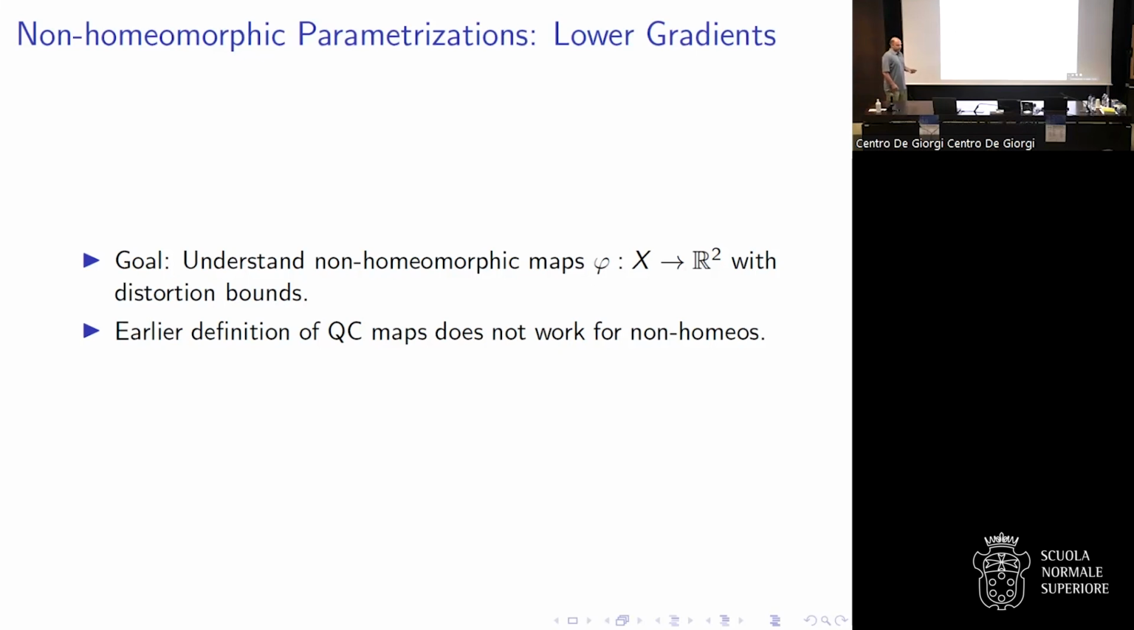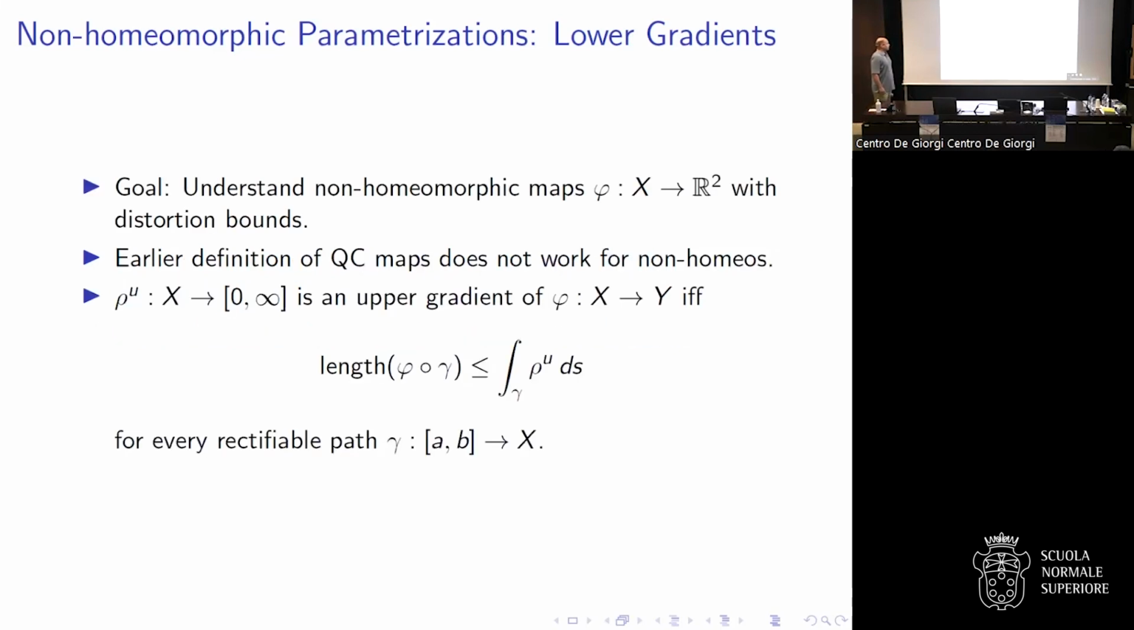Because for non-homomorphic mappings, you would like to use differentiability and so on. You use differentiability much more heavily in the Euclidean case. So what we came up with instead was a concept of lower gradient.